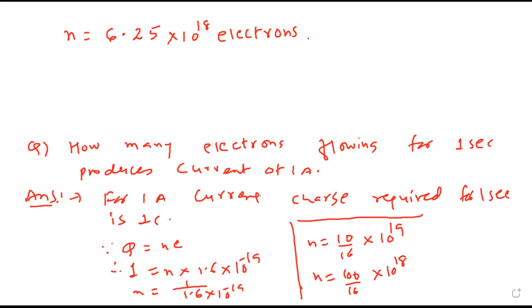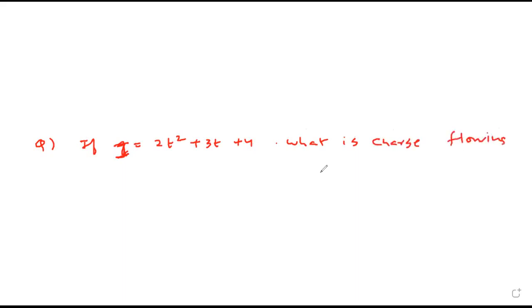Answer. If Q equals 2T square plus 3T plus 4, what is the charge flowing between 0 to 3 seconds? Important for KVPY.